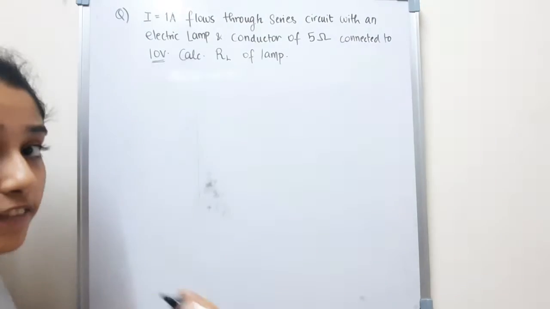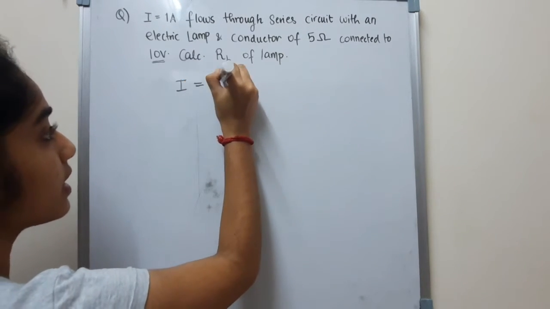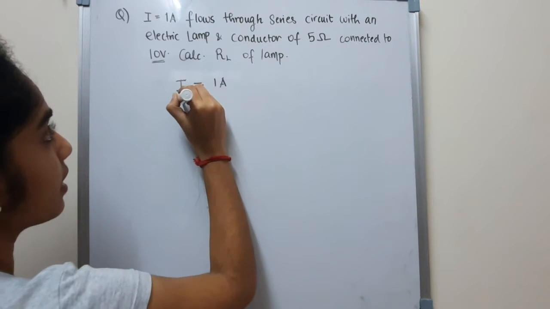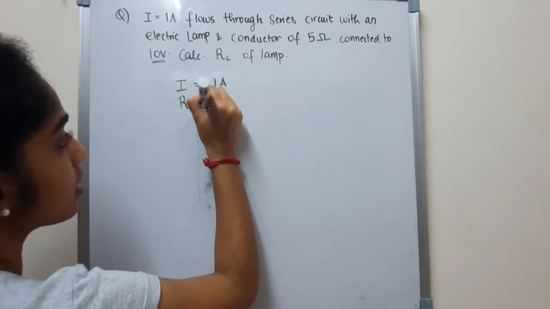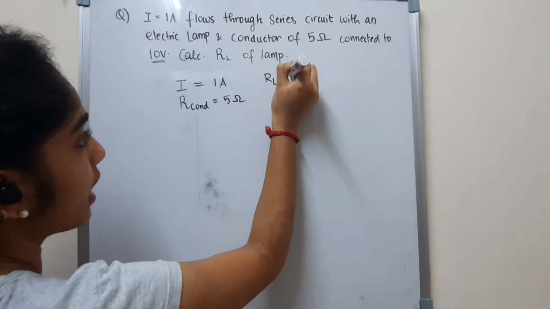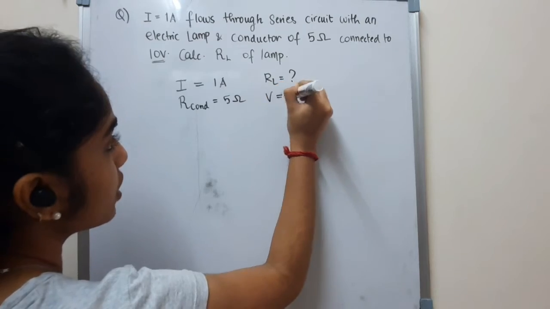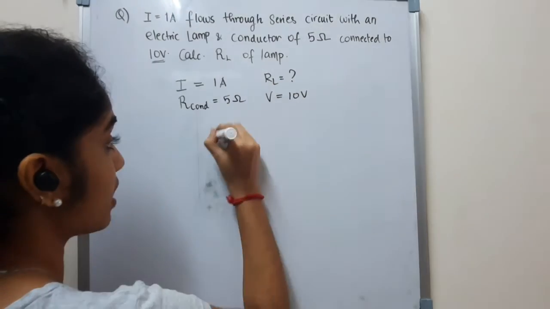Now we have to write the given values first. So I is 1 ampere and let's say the conductor resistance is given as 5 ohms, and the resistance of the lamp we have to find, and the voltage is given as 10 volts. And also draw the circuit so that you can understand better.